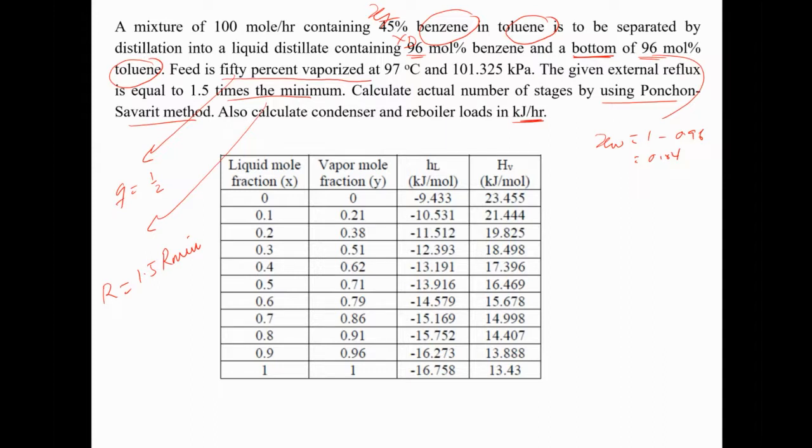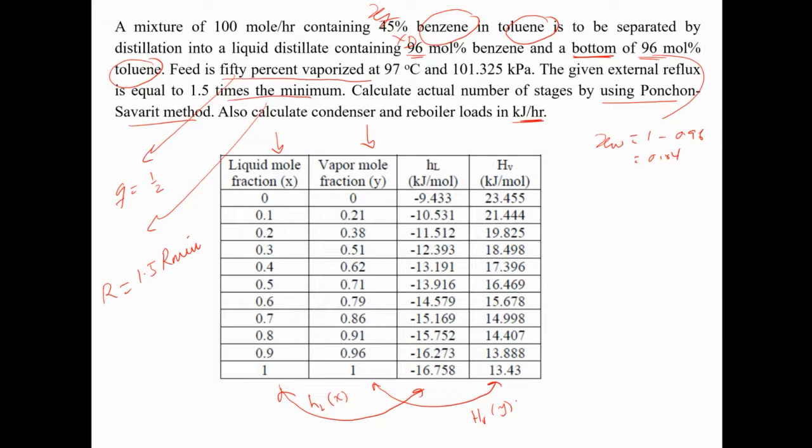And you are provided, as you see here in the table, with the equilibrium data X and Y. At the same time, you have h small l as a function of X, and you have H capital, which is the saturated vapor enthalpy, as a function of Y. Okay, so now we have to proceed.